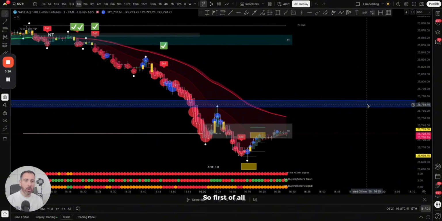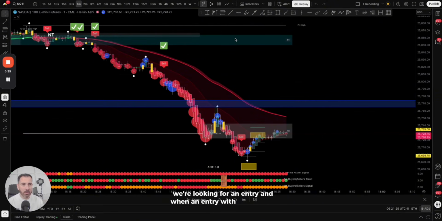First of all, let's give a quick overview of what we're looking for in the session and how we would enter a trade. First, we're looking for an entry. With AlphaZones, we know that means either a golden candle or a buy and sell signal. Secondly, we're looking for our trend wave to be aligned. So simply a red trend wave for bearish signals and a green trend wave for bullish signals.